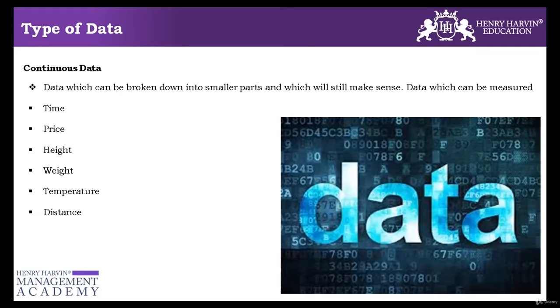Price I can break because we have different currencies. We can convert from rupees to paisa. Height can be from feet to inches to meters to millimeters. Weight, we can do it also. Temperature, distance. So this is what we call continuous data.